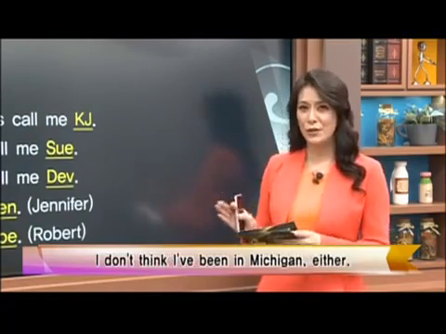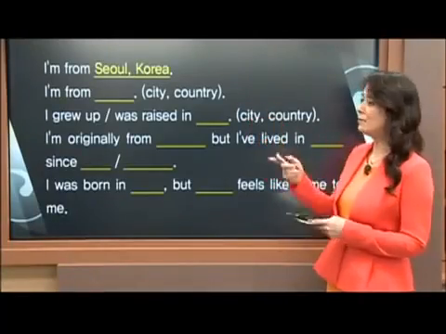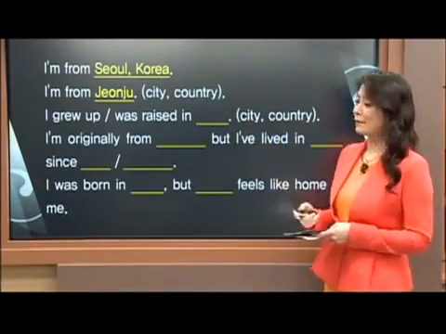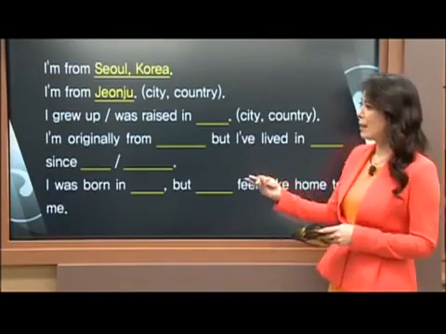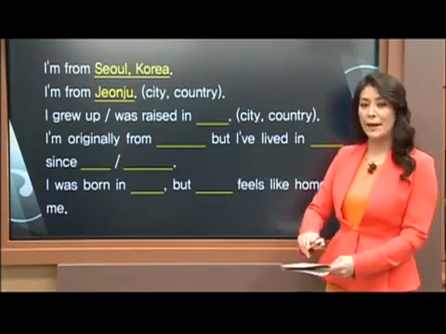All right, let's check out some expressions you can use talking about where you are from. All right, here we go. Now, the very simple ones, once again, I'm from so-and-so. I'm from Seoul, Korea. It's very easy. Moving on to this, I'm from Jeonju. I'm from Jeonju. What about this one? I grew up, or I was raised in a city or a country. Meaning, you were raised, you grew up as a child in that area.